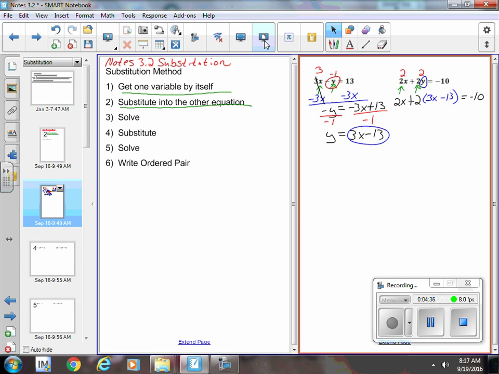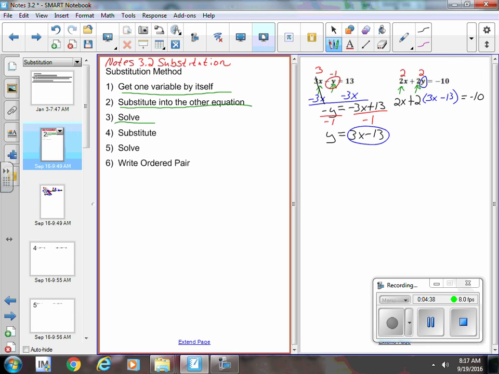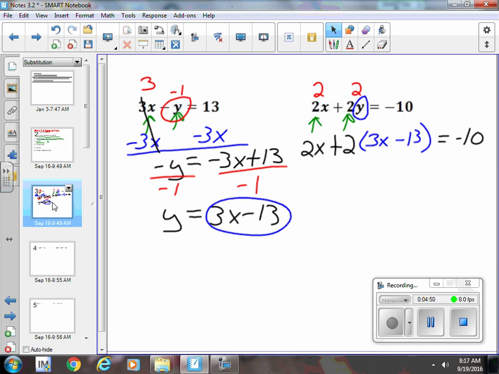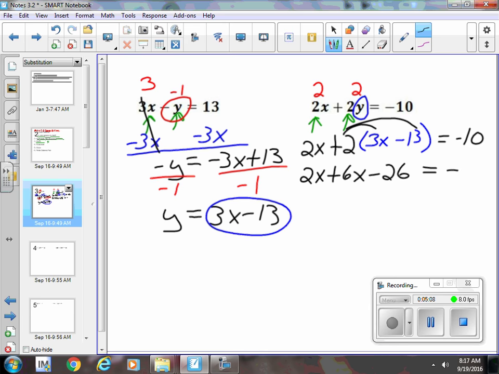And my next step is solve. So I'm solving in this case for x, because the new equation only has an x in it. All right, so bring down the 2x. I'm going to distribute that 2 into both of these terms. So 2 times 3x is 6x. 2 times negative 13 is negative 26. And then bring down the equals, bring down negative 10.